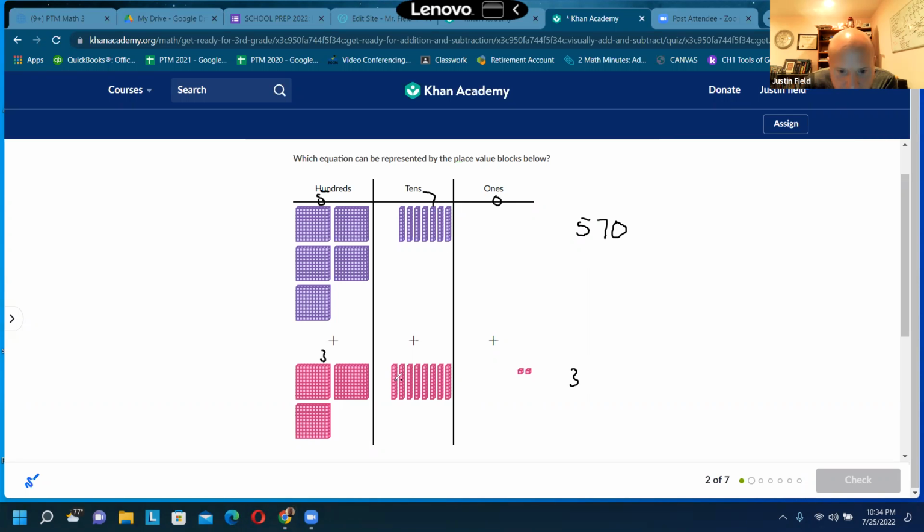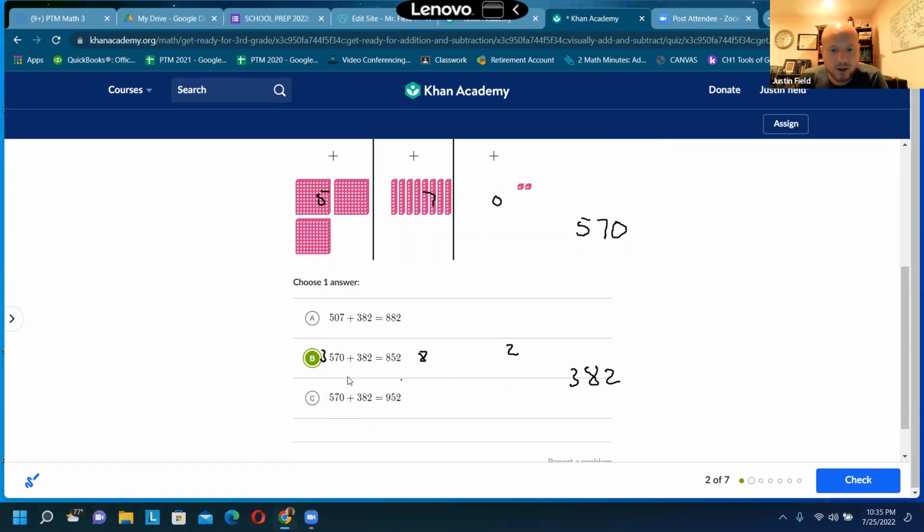3, and then 1, 2, 3, 4, 5, 6, 7, 8. 1, 2, 3, 4, 5, 6, 7, 8. Make sure you count it twice if you think you might have messed up, because better measure twice, cut once. That's what the carpenters say. Ask me about that. So 570 plus 382.